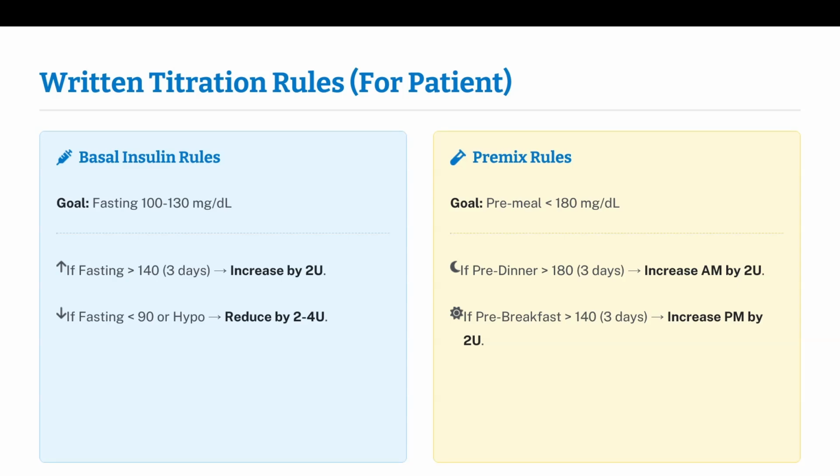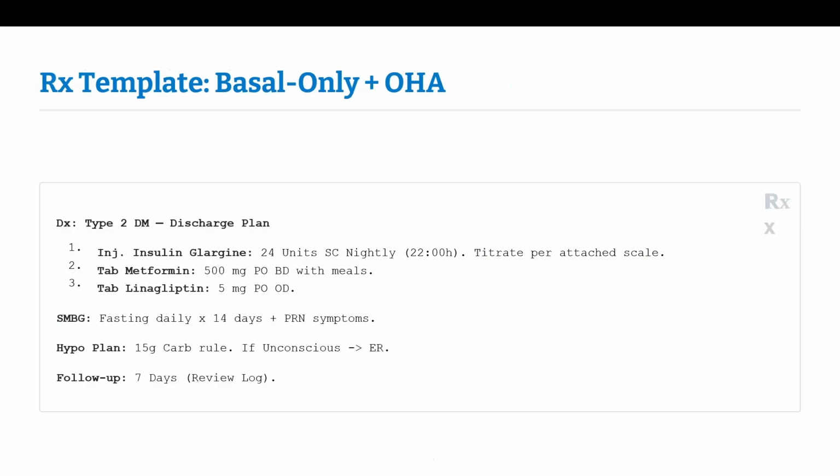When the patient is on premix insulin, the goal is to have the pre-meal glucose less than 180 milligram per deciliter. If pre-dinner is more than 180 for 3 consecutive days, increase the AM dose by 2 units. If the pre-breakfast is more than 140, increase the PM dose by 2 units. So this is the normal treatment template that you can follow on a daily basis and at discharge.